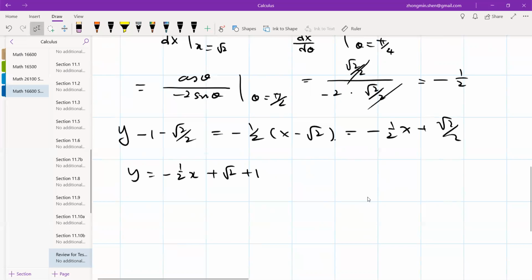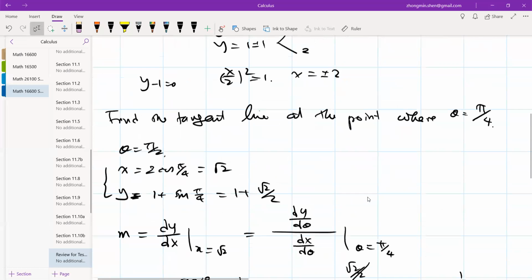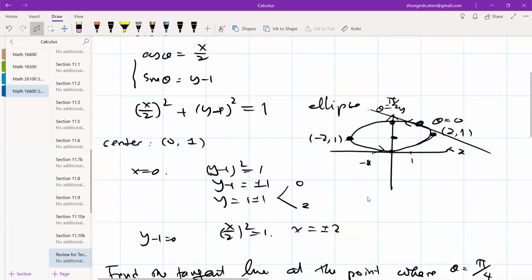Now we look at the picture. Okay. So the theta here is this angle. Okay, I just want to mark it.